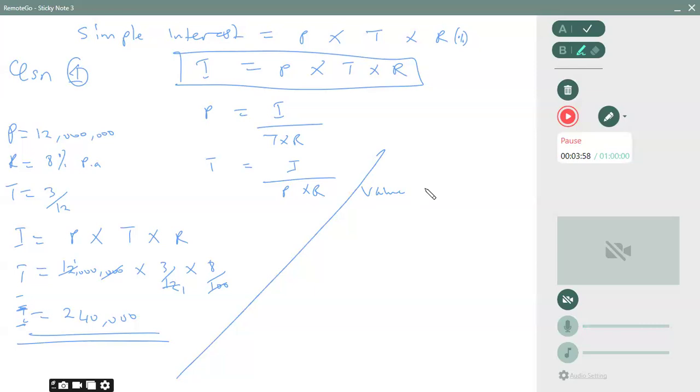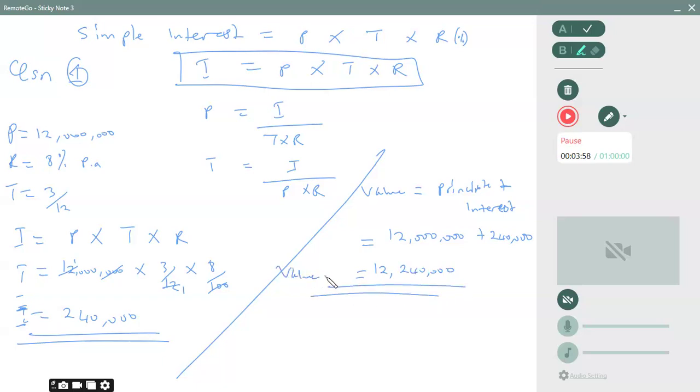of investment at maturity, it will be the principal that he invested plus the interest after the 3 months. Therefore, it will be 12 million plus the 240 as the interest. Therefore, the total value of investment now will be 240,000.